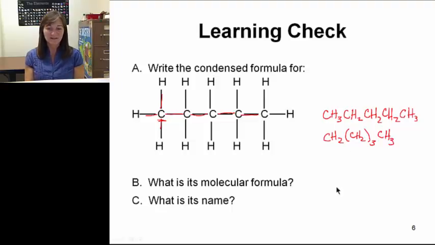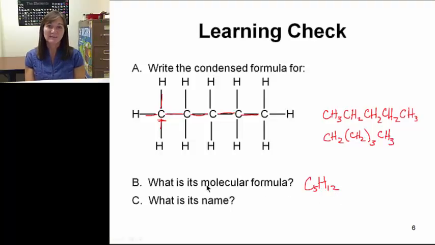Molecular formula all it does is tell us what atoms we have and how many. So if I count up my carbons, there are 5. And if I count up my hydrogens, I've got 6, 7, 8, 9, 10, 11, 12. So that's the molecular formula.